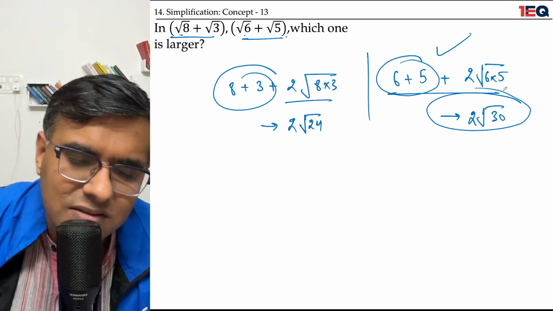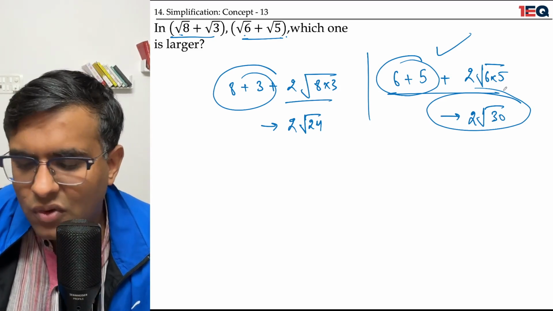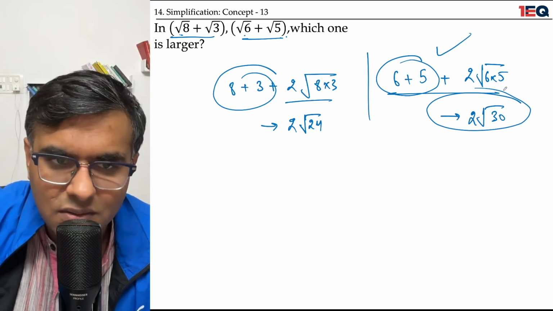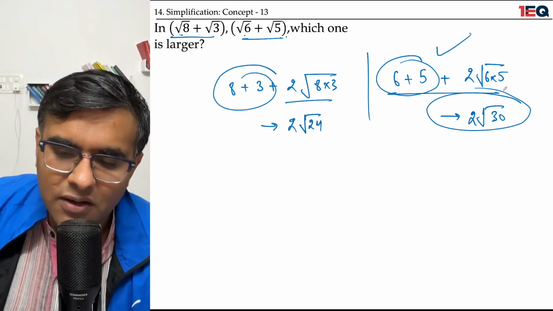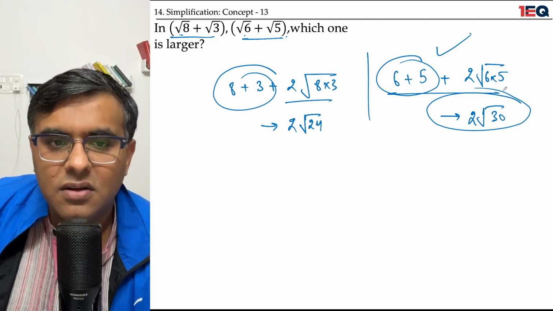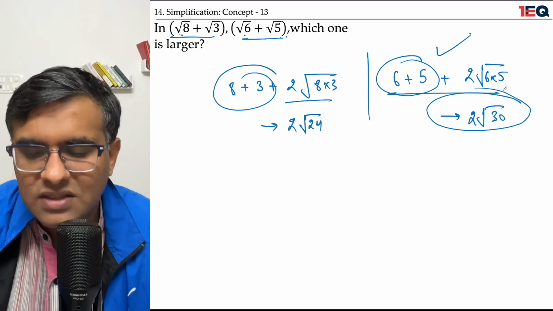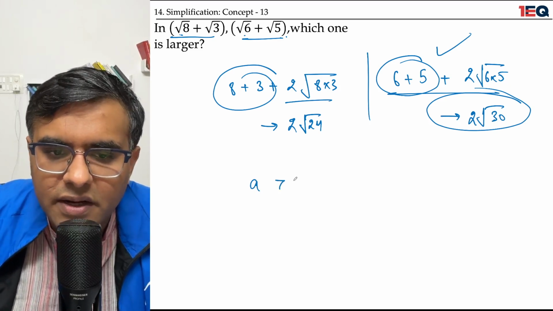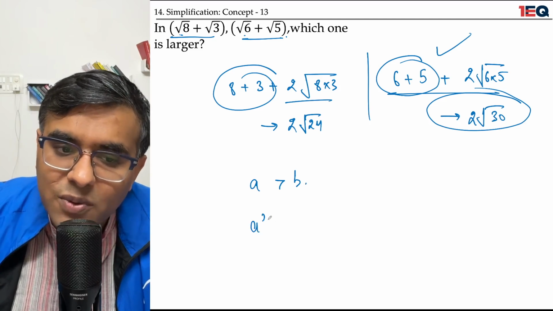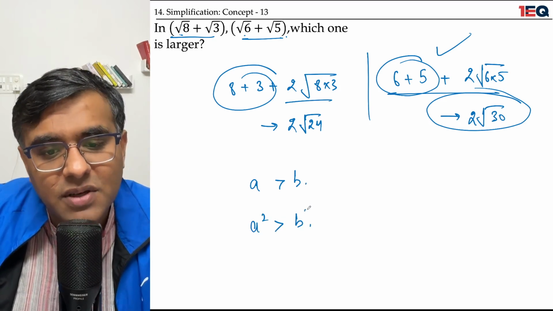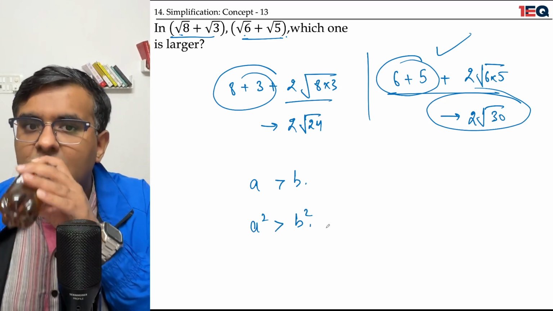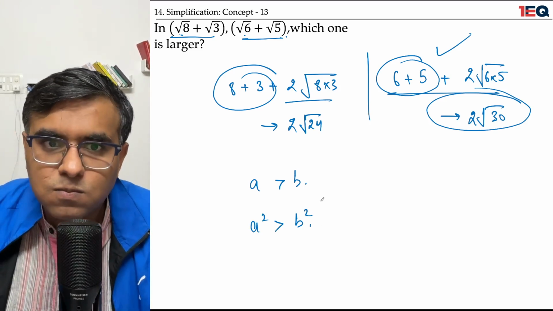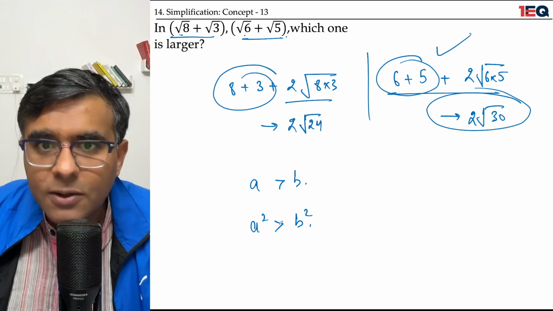In such questions, you don't have any other way to solve it other than squaring it. Okay, this is the simplest way. If a is greater than b, then a square would also definitely be greater than b square. Okay, you get it?